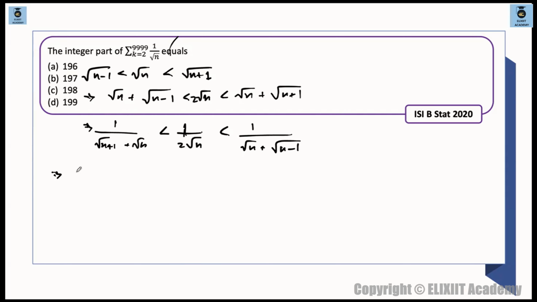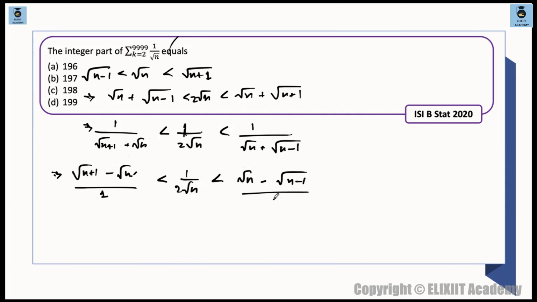Once you rationalize, we will have root over n plus 1 minus root over n in the numerator, divided by, in the denominator, root over n plus 1 whole square minus root over n whole square, which is simply 1 itself, less than 1 by 2 times root over n. And the same thing goes here. We rationalize this, so this becomes root over n minus root over n minus 1, and in the denominator, we will have 1.